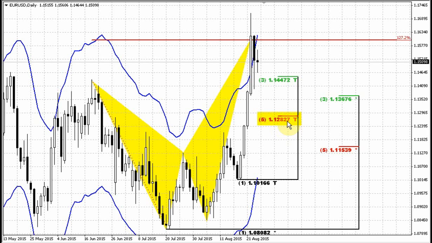This is the 1282 fib support, and there are some reasons why I have chosen particularly this level. First of all, this level coincides with the 50% support of the major thrust up, right from this low to this high. This 50% approximately stands in the same area, somewhere 1240, probably 1250.